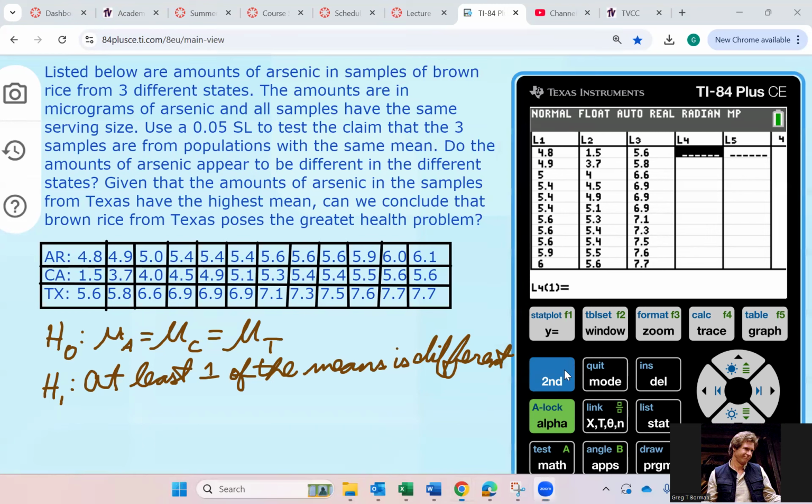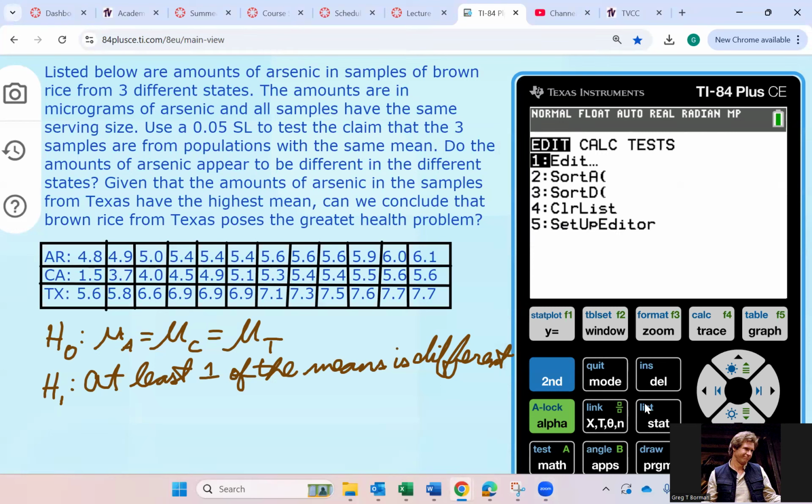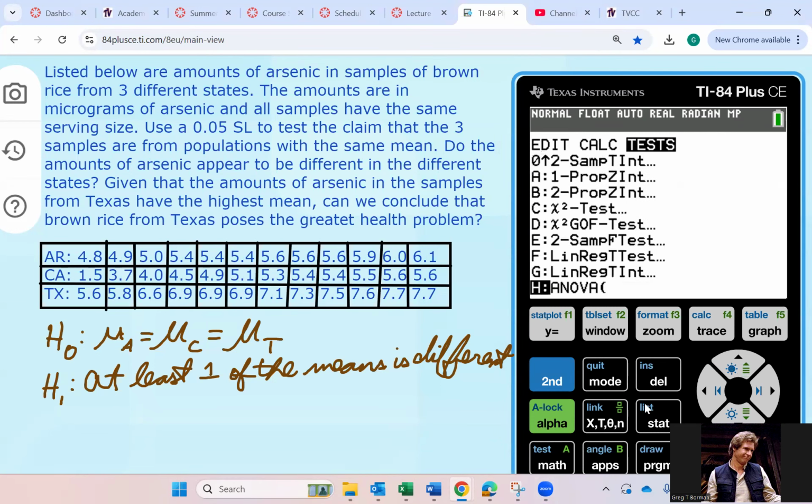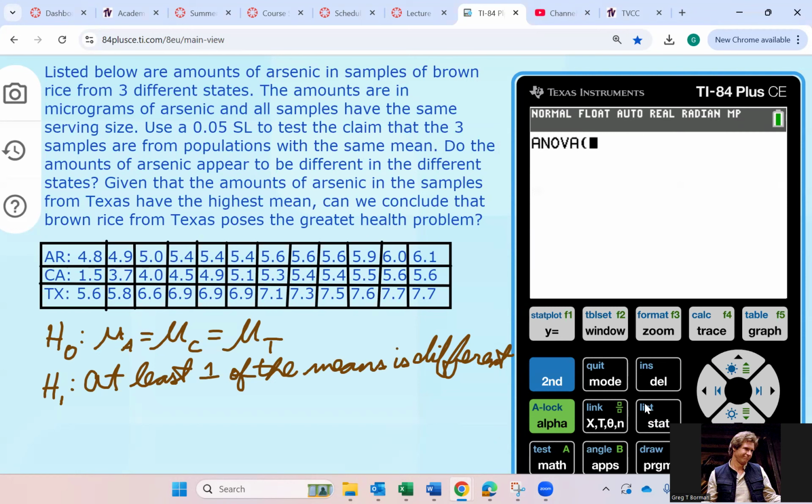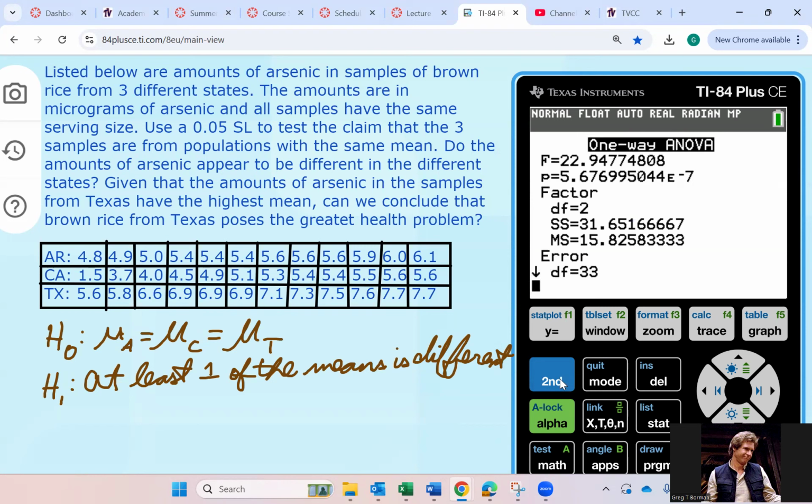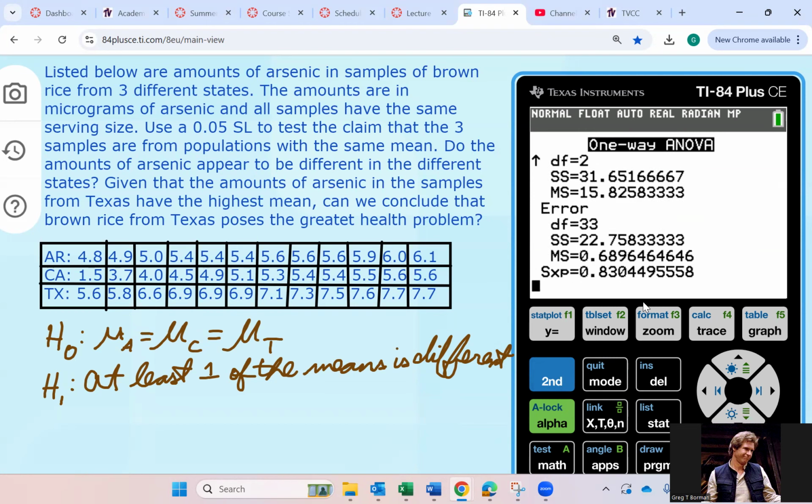Now that the data is in there, we're going to go to stat, over, jump to ANOVA. It's the last one on the list. Notice this one has parentheses saying, give me all the lists. So I'm going to go blue 1 to get L1, comma, separate them with commas, blue 2, comma, blue 3, and then close it off. I don't think there's ever more than 3 lists in any of these problems. If there is, you just have an L4, but that's kind of it. Enter, and then it gives us a lot of information here.